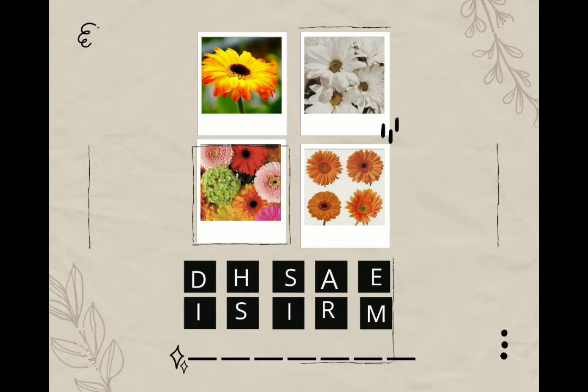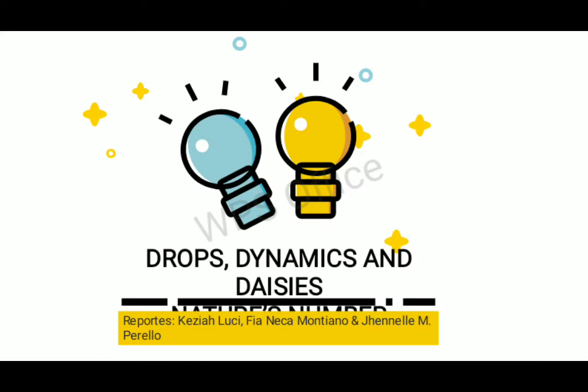From the answers that you have given, we will be discussing today Chapter 9 of Ian Stewart's Nature's Numbers, entitled Drop, Dynamics, and Daisies. For the first part, Miss Kesha Lucy will discuss the drop, Miss Janelle Emperelio will discuss the dynamics, and the third part, Daisies, will be discussed by Miss Monchano.